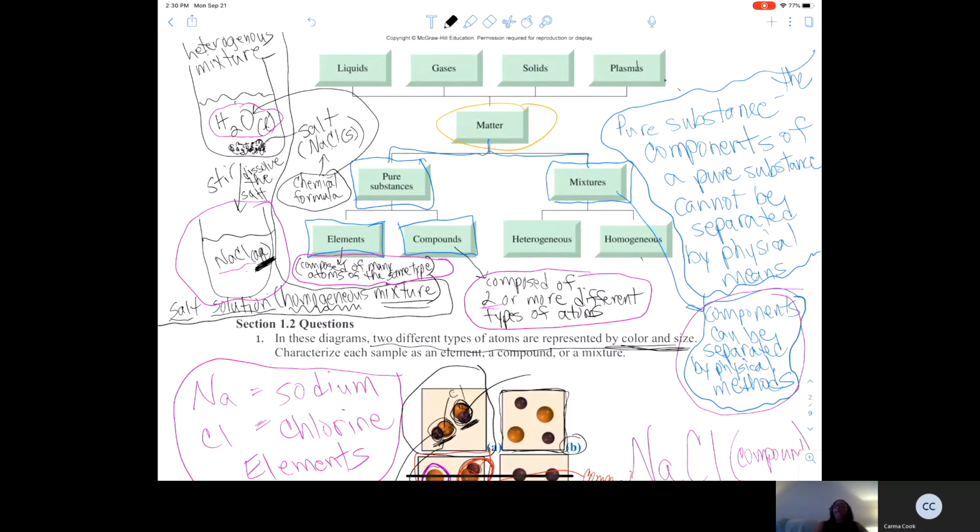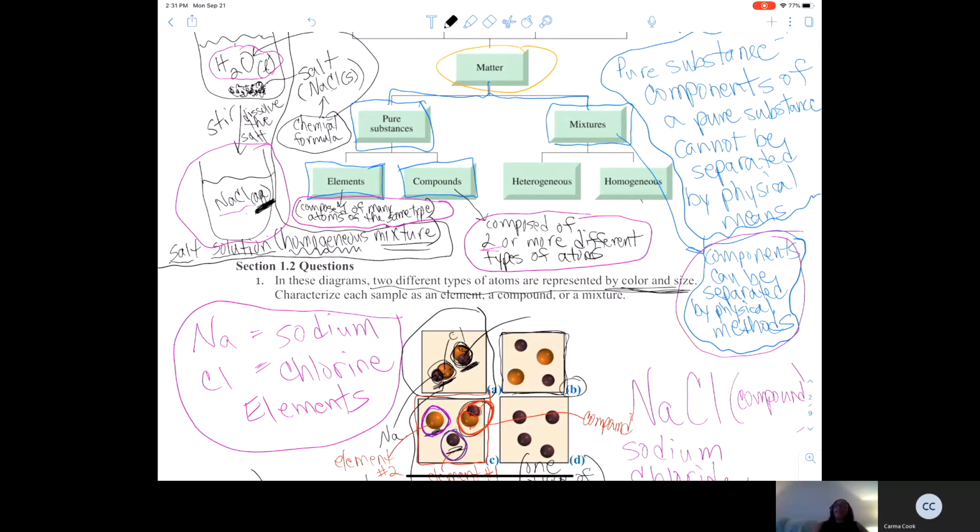Matter is classified as either a pure substance or a mixture. A pure substance can either be an element or a compound. Elements are substances that are composed of the same type of atom. Compounds, however, are composed of two or more different types of atoms.